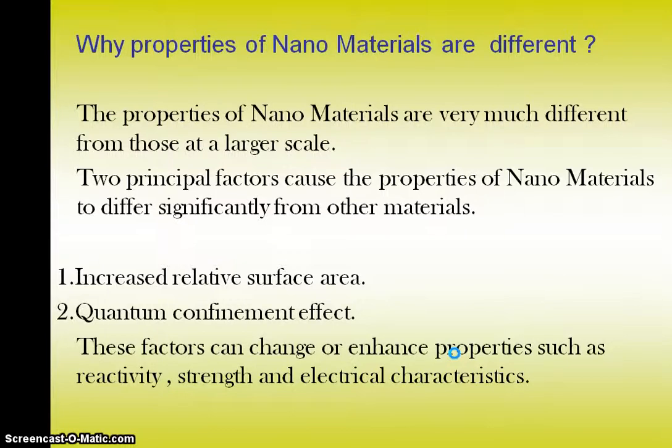Why are the properties of nanomaterials different? The properties of nanomaterials are different from those at large scale. There are two principal factors. One is increased relative surface area and the second is the quantum confinement effect. These factors can change or enhance properties such as reactivity, strength, and electrical characteristics.